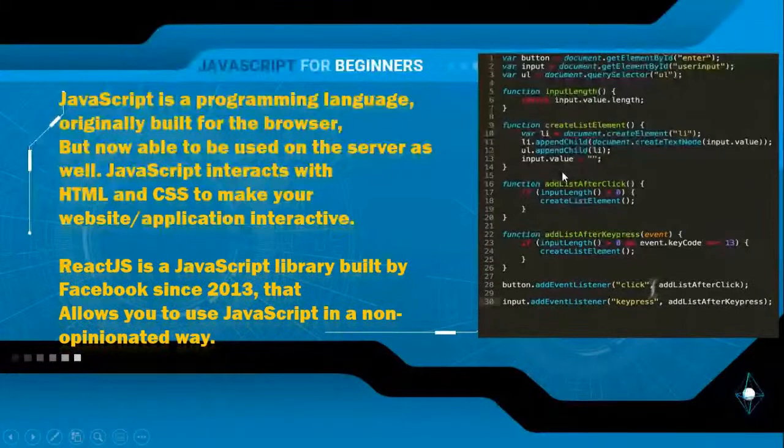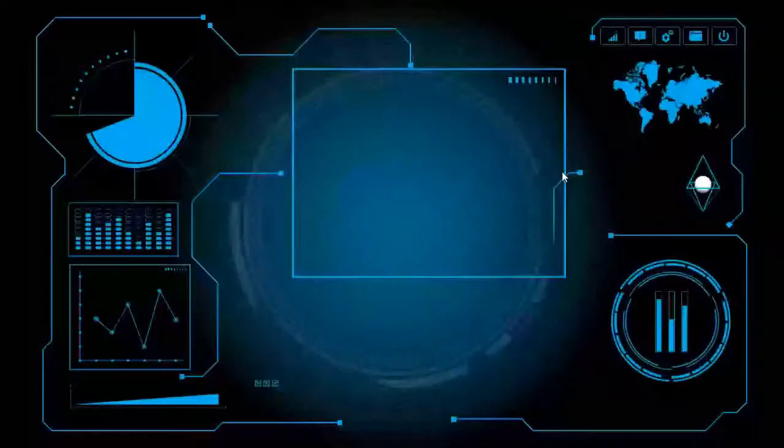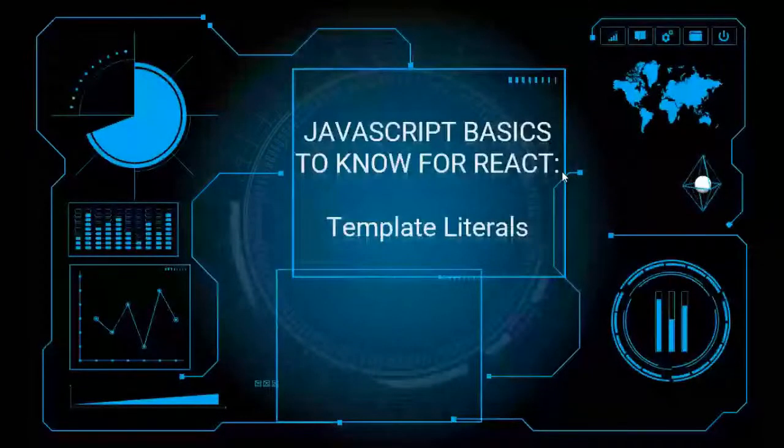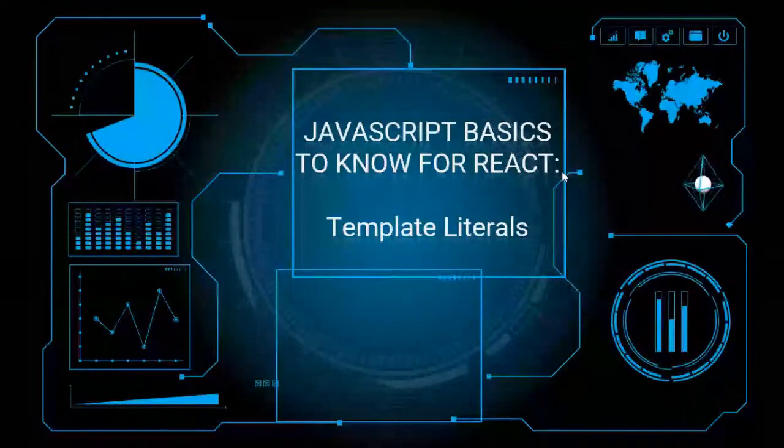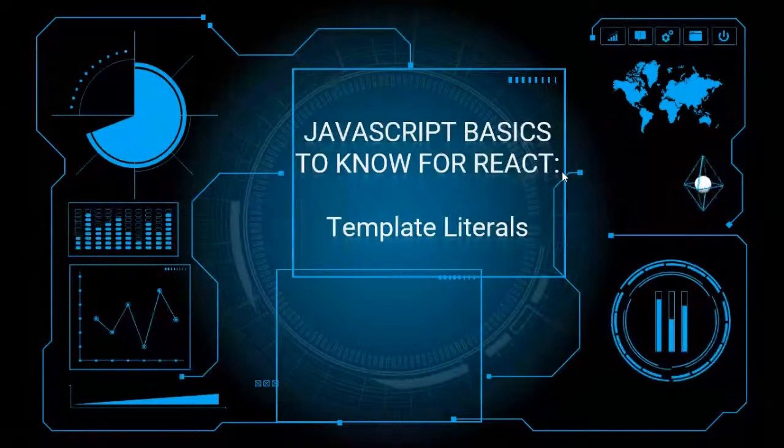So let's move on to some of the basic things you need to know for React. You need to understand template literals. If you are coming from a beginner's perspective, then you probably have just learned what basic data types are, what strings are, what arrays are, what objects are. And this is taking strings a step further, so that our code is easier to read and understand.